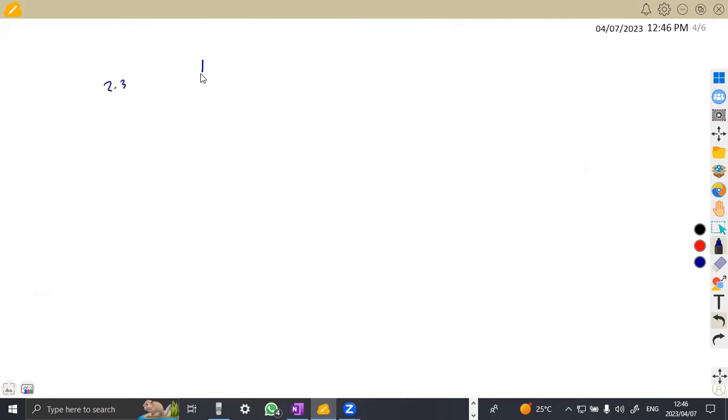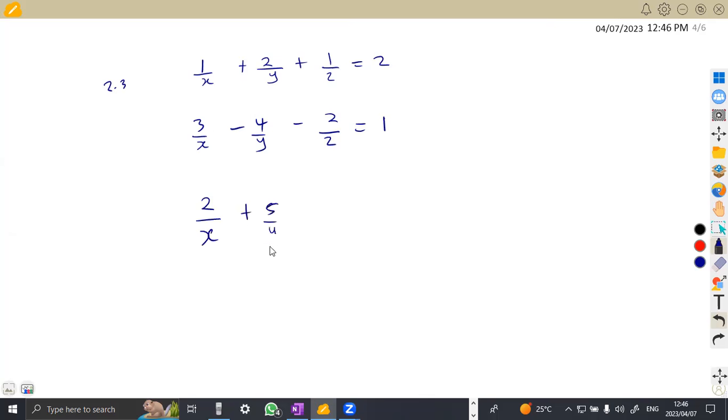So this was given as 1 over x plus 2 over y plus 1 over z, which is equal to 2. And also we are given 3 over x minus 4 over y minus 2 over z in this case, which is equal to 1. And also we're given 2 over x plus 5 over y minus 2 over z, which is equal to 3.